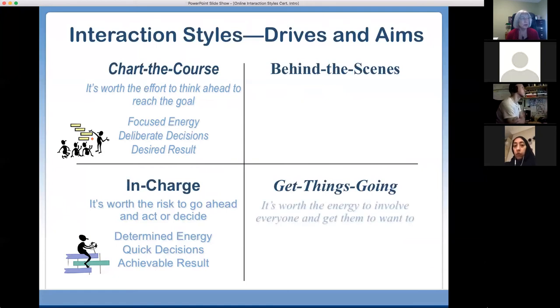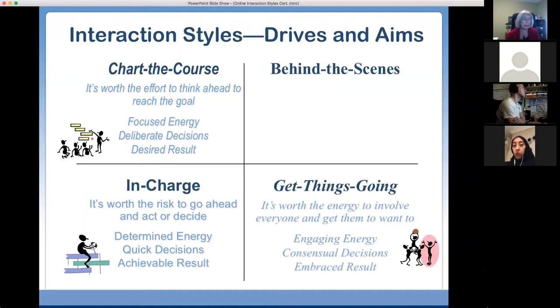and find a way to go around the roadblocks that are there. Get things going. It's worth the energy to involve everyone and get them to want to. It doesn't mean that they only get them going, but they want to have that involvement, that engaging, and it's really quite an engaging energy.